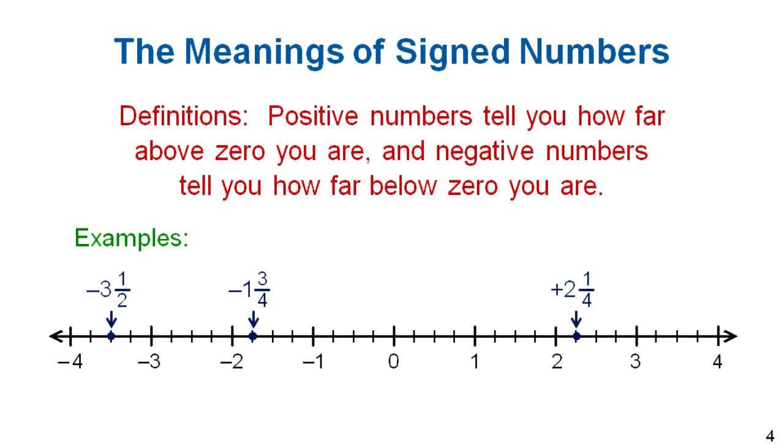Here are some more examples that illustrate this. Note that the dot labeled -3 1/2 is 3 1/2 spaces below zero. The dot labeled -1 3/4 is 1 3/4 spaces below zero. And the dot labeled +2 1/4 is 2 1/4 spaces above zero.